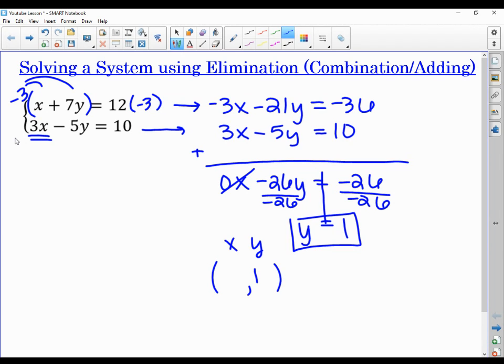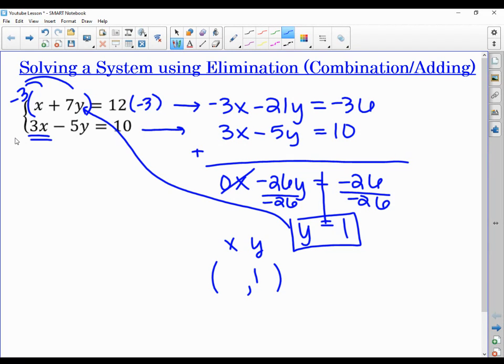So how do we find x? Easy. We just plug in. That means that we take y equals 1 and we plug it into the first equation or the second equation. It doesn't matter. It's up to you. I like to see which way would give me the least amount of work. And I think that would be plugging in the first equation. So I'm going to take my y equals 1 and I'm going to plug it in right there.